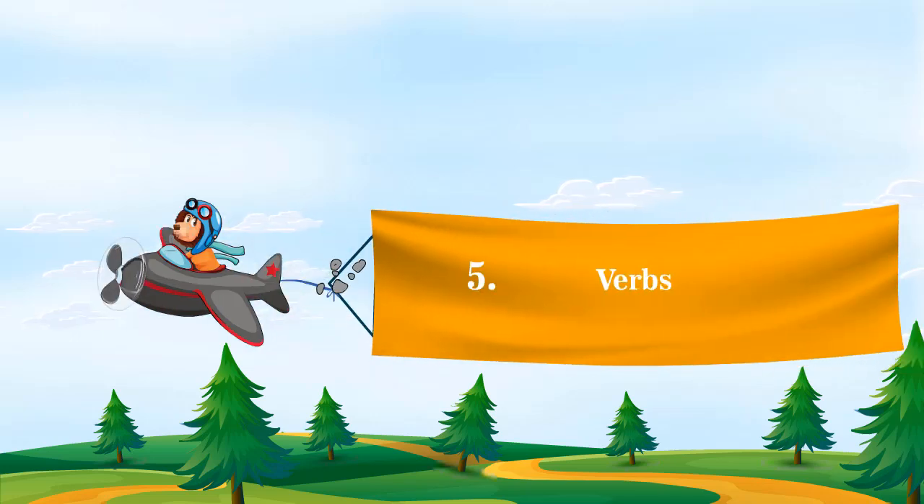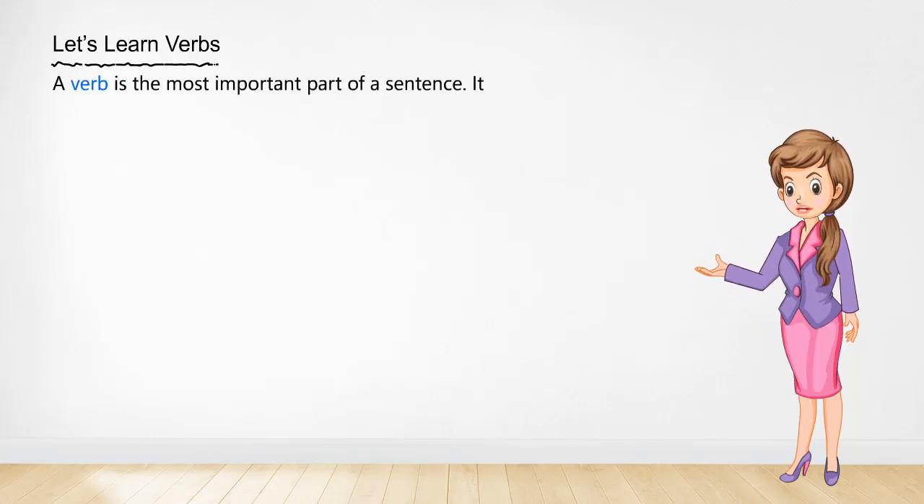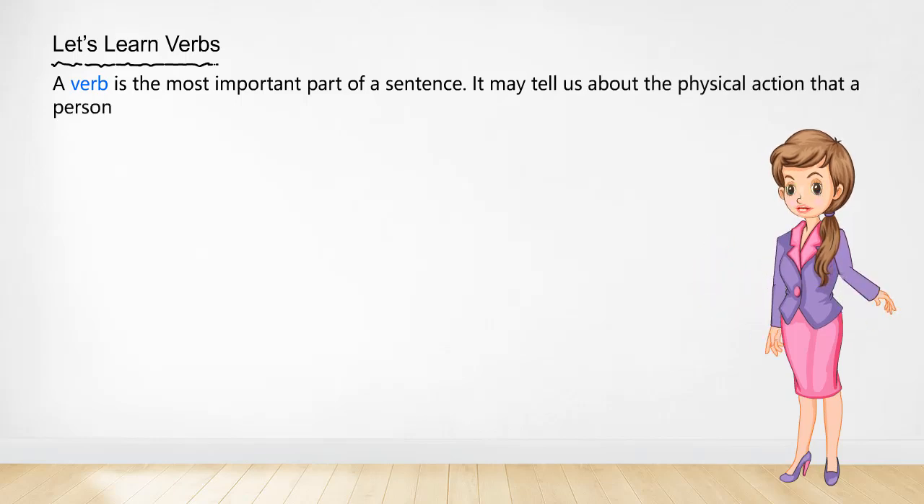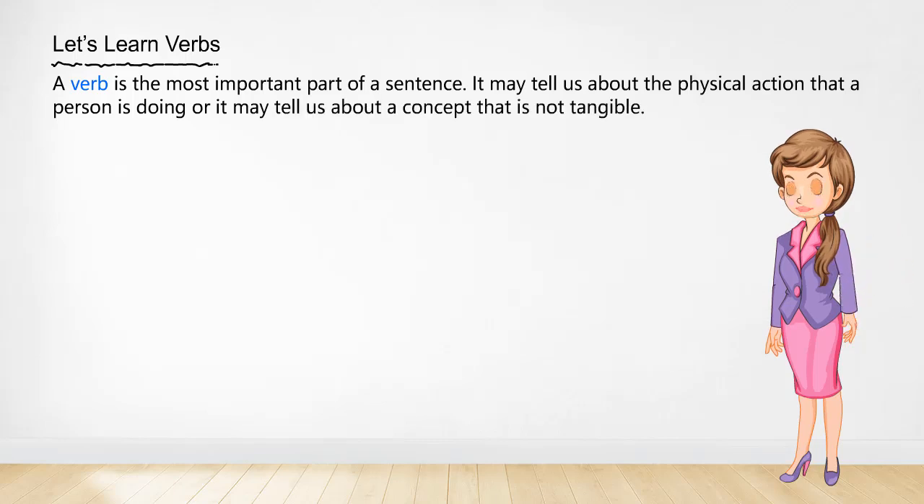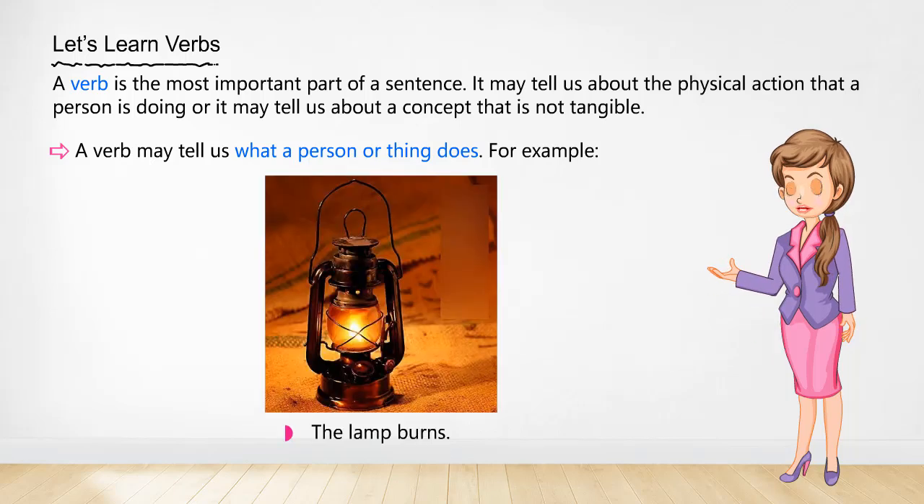Chapter 5: Verbs. Let's learn verbs. A verb is the most important part of a sentence. It may tell us about the physical action that a person is doing, or it may tell us about a concept that is not tangible. A verb may tell us what a person or thing does. For example, the lamp burns.